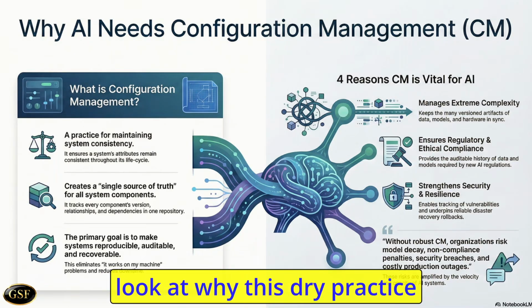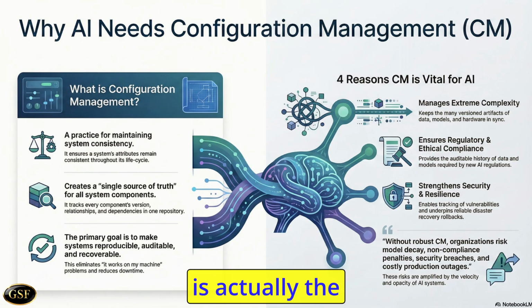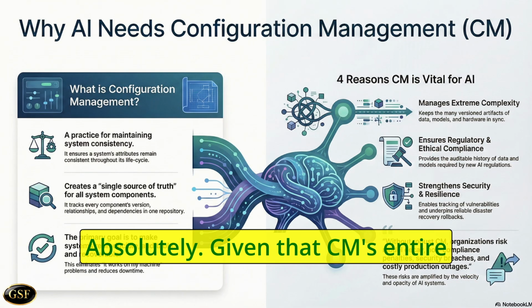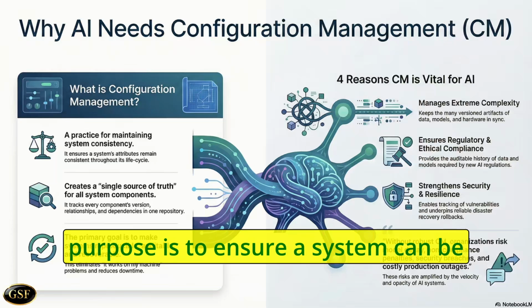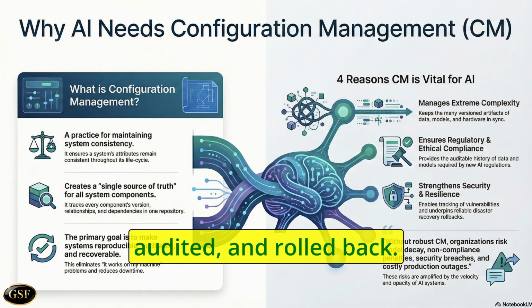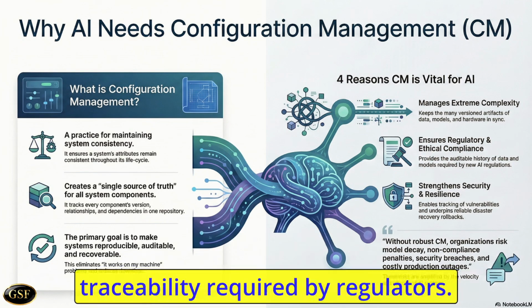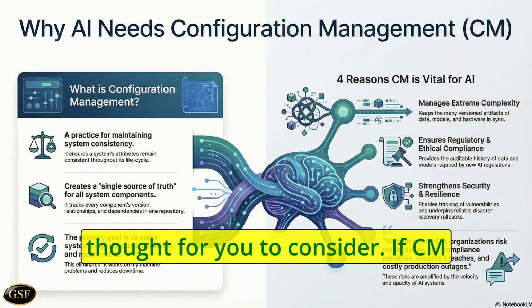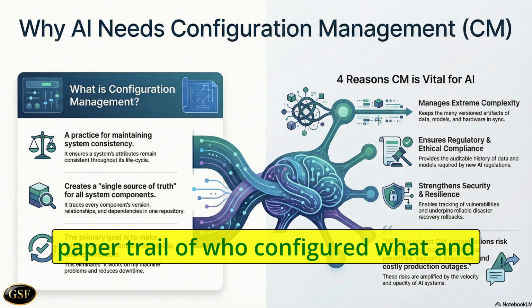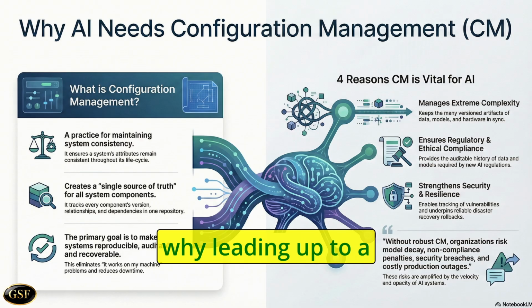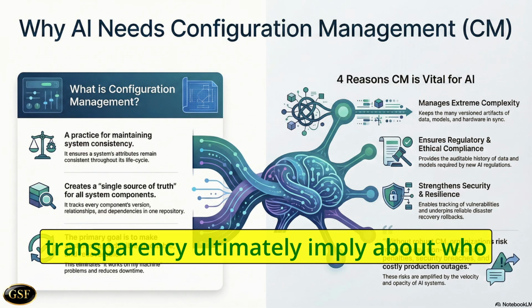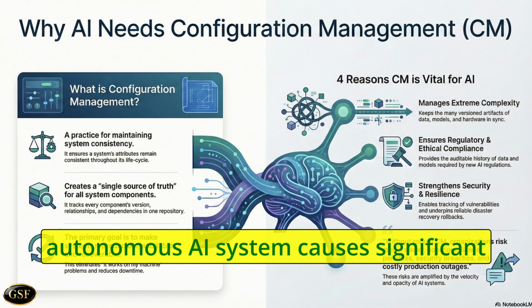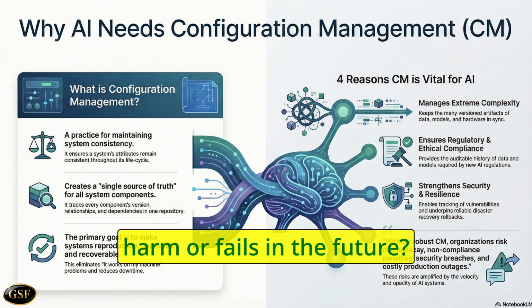That's a really comprehensive look at why this dry practice is actually the single most critical factor in the next decade of technology. Absolutely. And given that CM's entire purpose is to ensure a system can be reliably reproduced, audited, and rolled back, and that it enables the traceability required by regulators. Right. It leaves us with a provocative thought for you to consider. If CM provides the definitive paper trail of who configured what and why leading up to a specific outcome, what does that transparency ultimately imply about who bears the legal and ethical responsibility when an autonomous AI system causes significant harm or fails in the future?